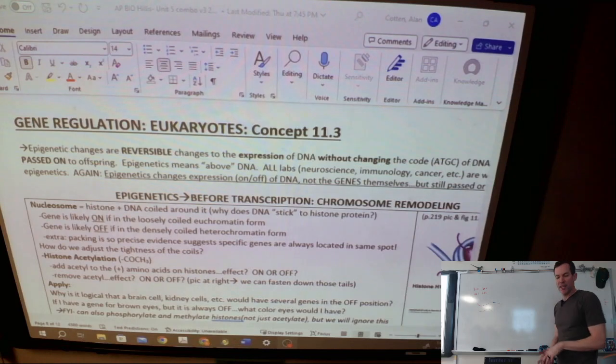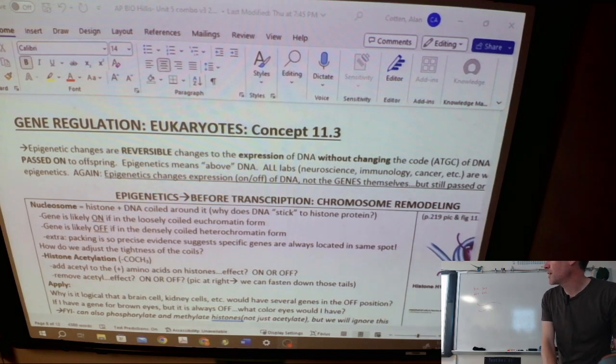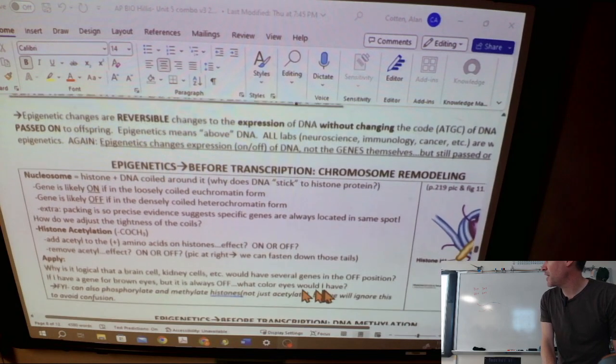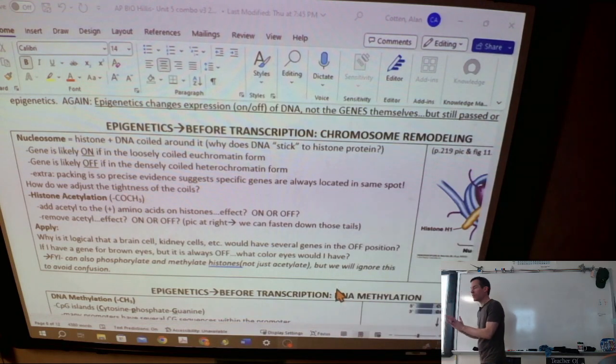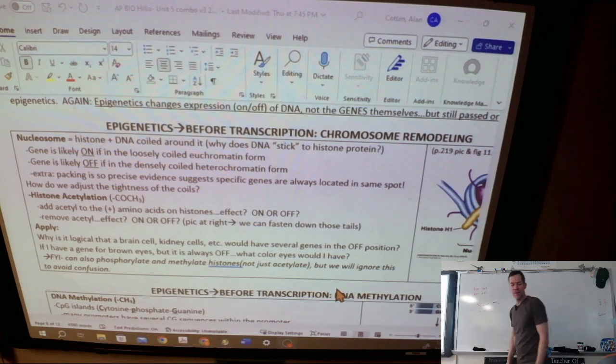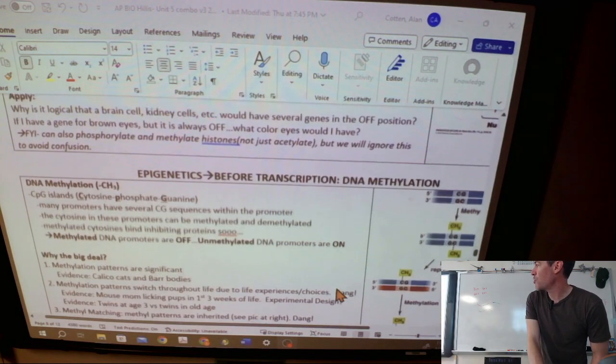We were on this part, and at the very top of it, we were looking at acetylating histones. So I could add acetyl groups to histones. That kind of neutralized the positives on the histones. They'd let go of DNA. Now genes were more likely on. And then the reverse was true.